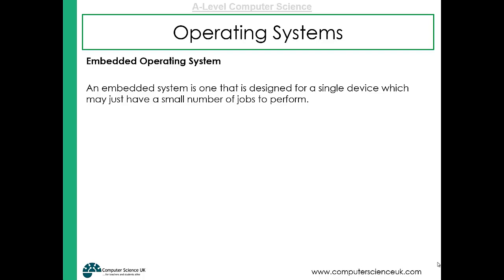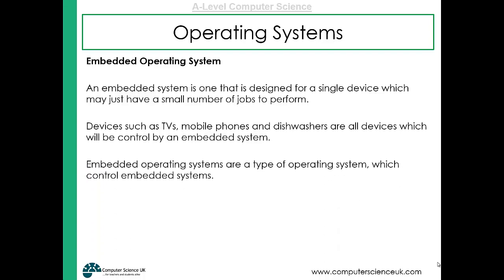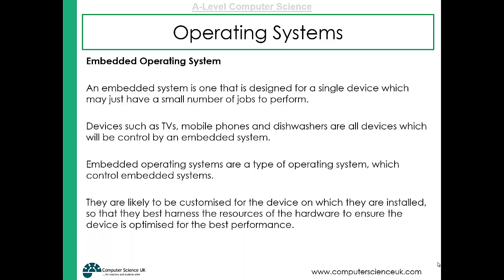So an embedded operating system, like I said, is one that's designed just to carry out a few jobs for a particular device. Devices such as TVs, mobile phones, dishwashers are all devices which will be controlled by an embedded system. So embedded operating systems are a type of operating system which control these embedded systems. They're likely to be customized for the device on which they're installed. They need to best harness all of the resources that the hardware has in that device to make sure that it's optimized for the best performance.